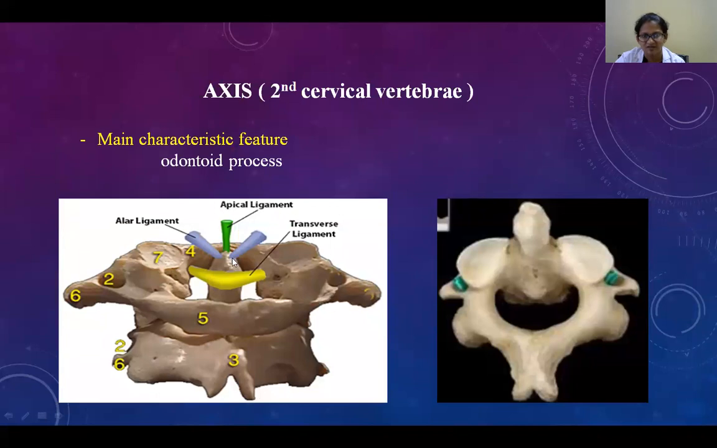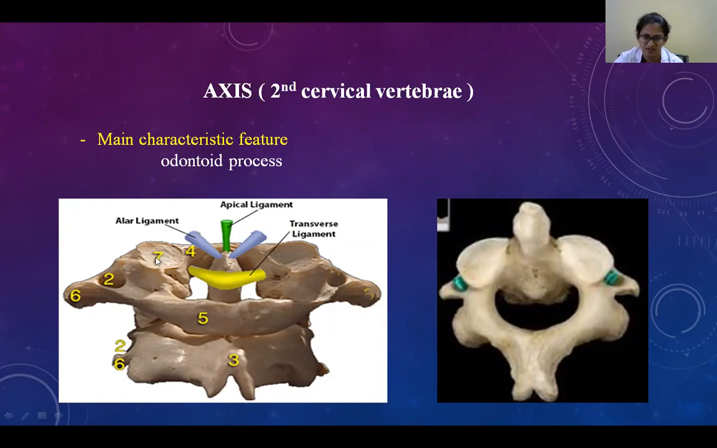On either side of the apical ligament, there is an attachment for the alar ligament. This is the site for the attachment of the alar ligament. The medial tubercles of the lateral mass give attachment for the transverse ligament. This is the site where the transverse ligament attaches.